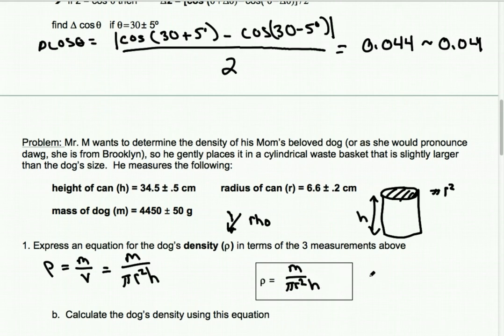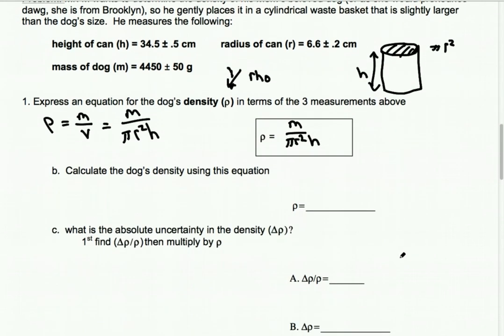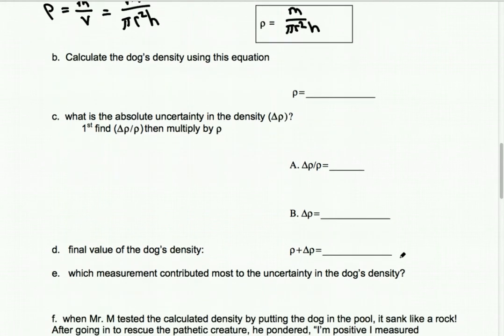So what I ask of you to do for the rest of your homework is first calculate the dog's density, then find the fractional uncertainty in Ginger's density, and then find the absolute uncertainty, and then let's write the final value. And I have some reflections at the bottom here. So finish the rest of this for homework, and we'll compare answers tomorrow.